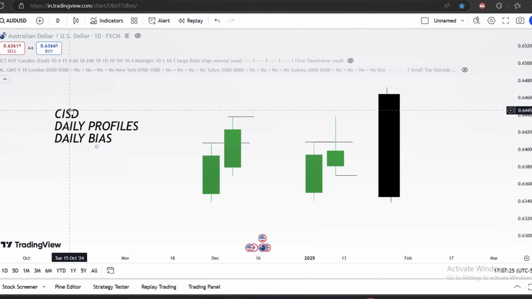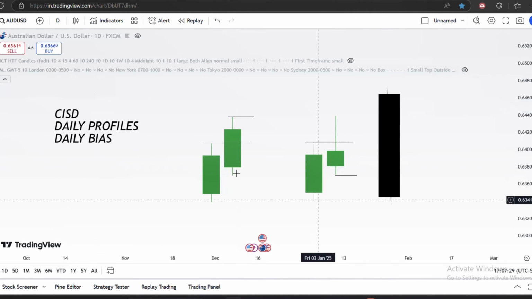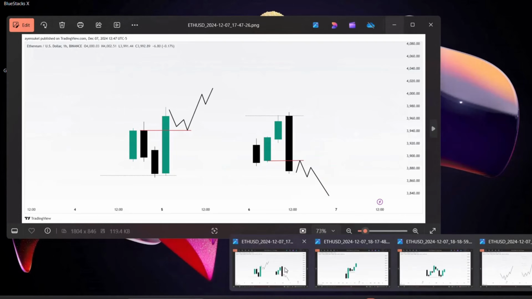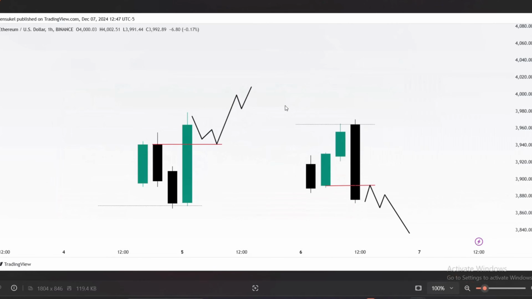So let's first take the changing state of delivery, since most of you do not understand how it is formed. So this is how a changing state of delivery forms. When we have a down close candle that goes into a point of interest or that takes liquidity, and then we have a close above the opening. This is a bullish changing state of delivery.